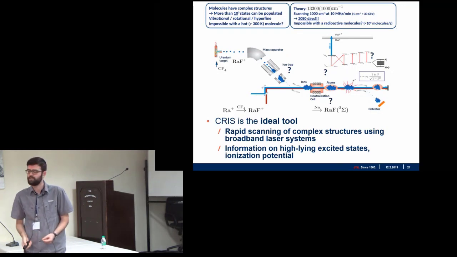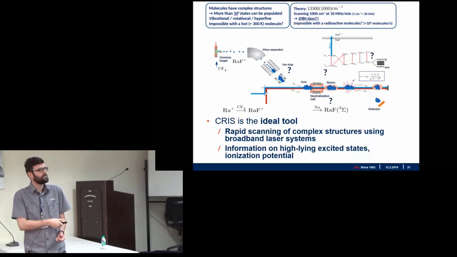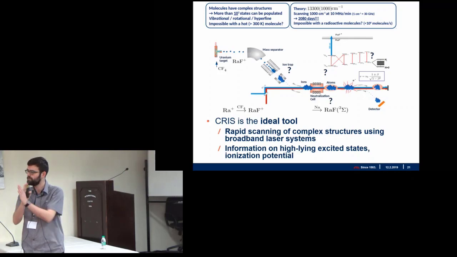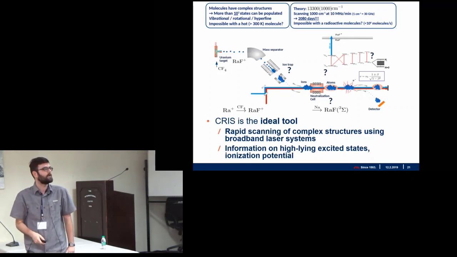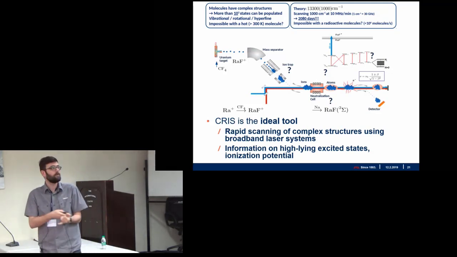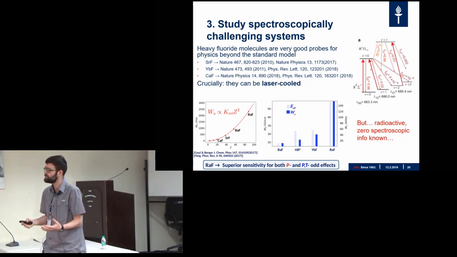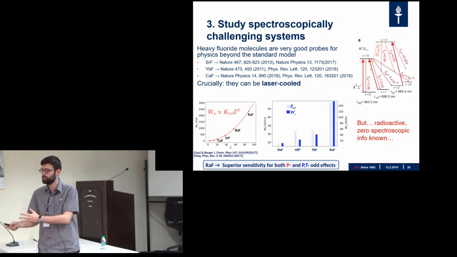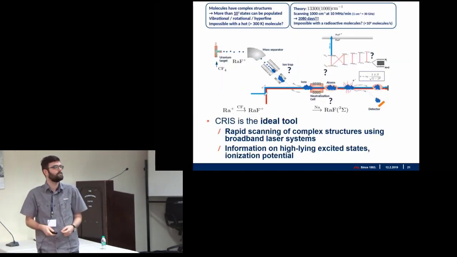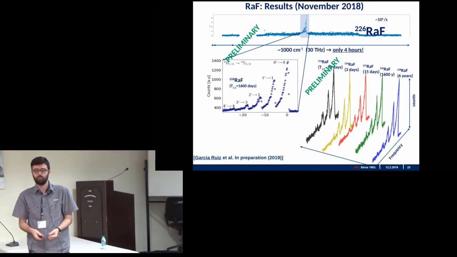But we nevertheless figured that collinear resonance ionization spectroscopy is the ideal tool because we can easily switch to very broadband laser systems, quickly identify resonances, and then zoom in to the full resolution that we can offer. Plus, also from our measurements, we can not only determine these energy levels here, we can also identify higher lying energy levels, we can determine the ionization potential, and we can rapidly switch from one measurement mode to another. And for all of these reasons, we thought we had a shot at really providing useful information. And so magically we did.